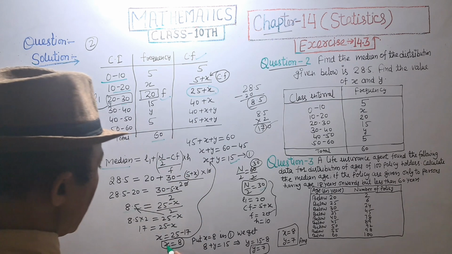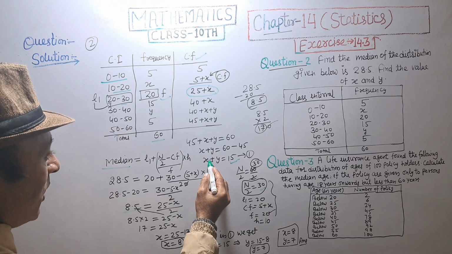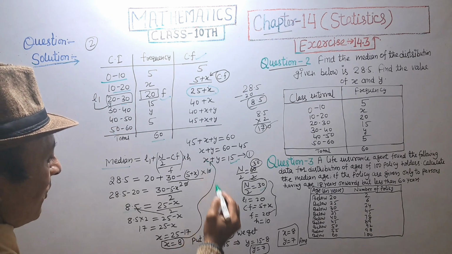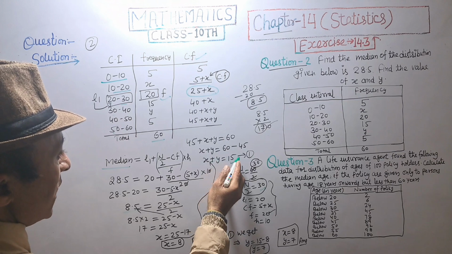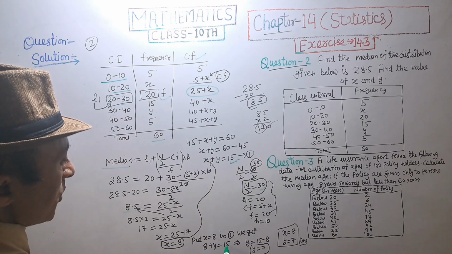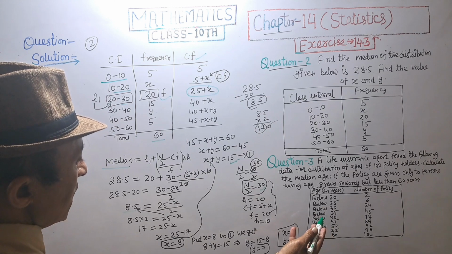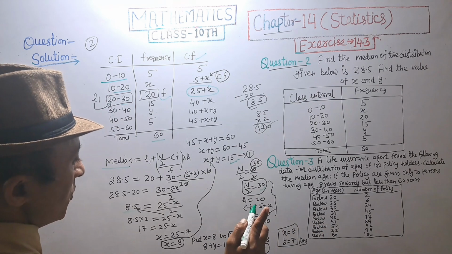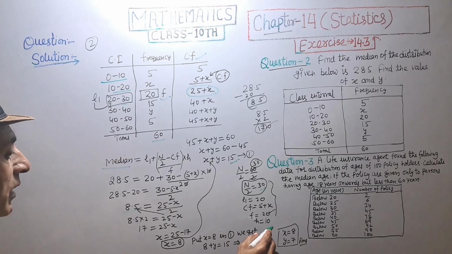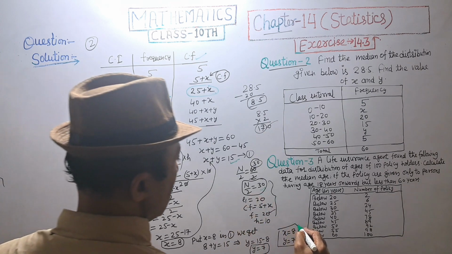We get the value of x equal to 8, and putting this value in the first equation, we get the value of y. 8 plus y is 15, which means y equals 15 minus 8, that is y equal to 7. So x equals 8 and y equals 7. Answer.